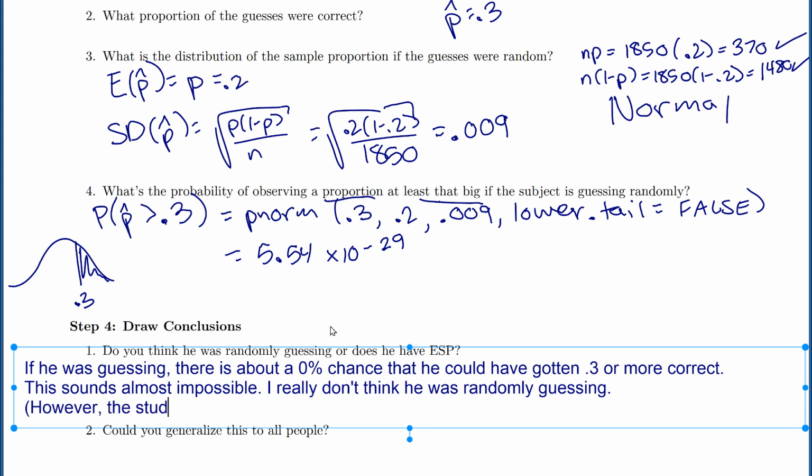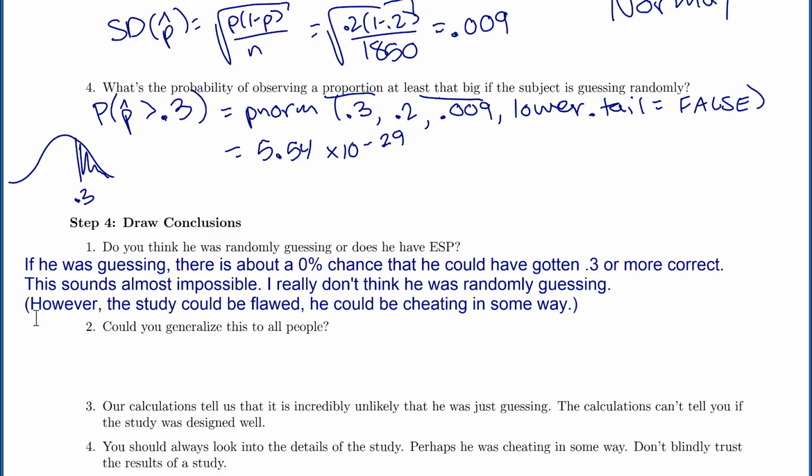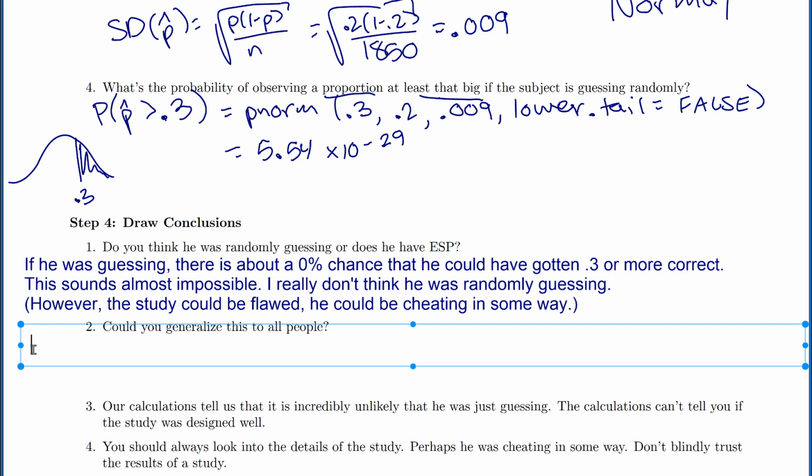However, the study could be flawed. He could be cheating in some way. So either he has ESP or somehow the study was flawed. But there's no way that he did that just by guessing randomly. Now, could you generalize this to all people? No, we only had data on him, so it would only apply to him. He was the only person in our study, so it only applies to him.